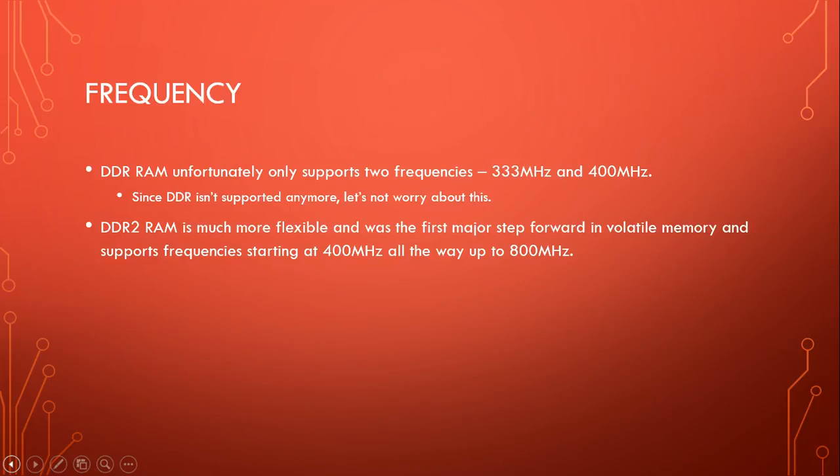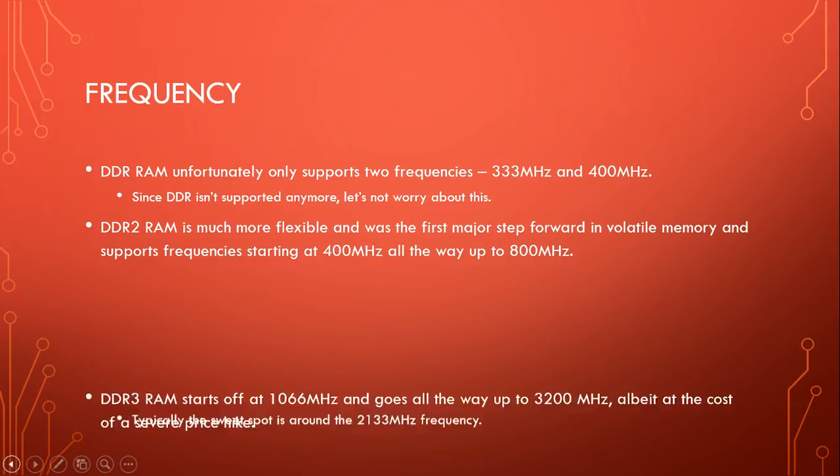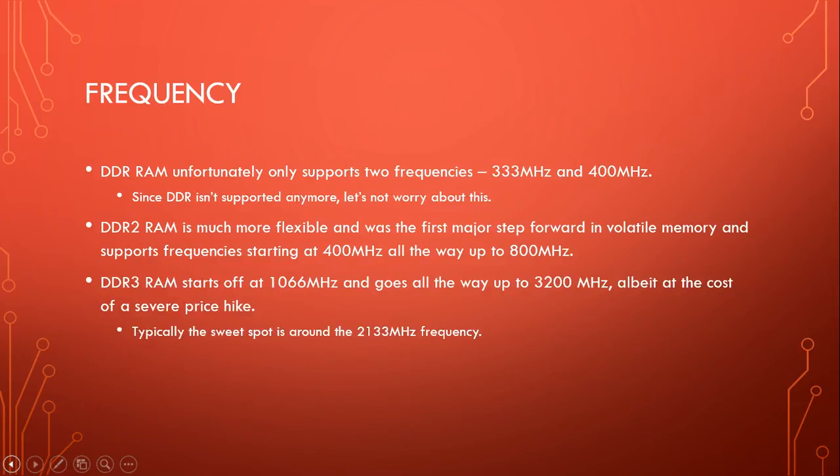It's much more flexible and was the major step forward in volatile memory, and supports frequencies starting at 400 megahertz all the way up to 800 megahertz. So you can see it's a little bit higher frequency range. Now DDR3 is where we really start winning here, because at this point we started at 1066 megahertz and we're jumping all the way to 3200 megahertz. Right?